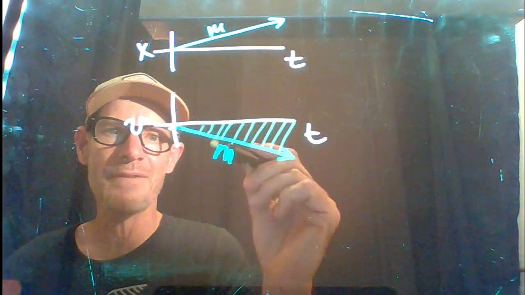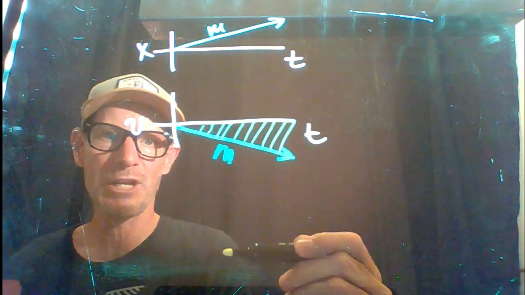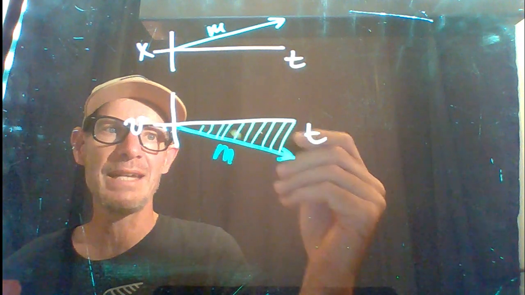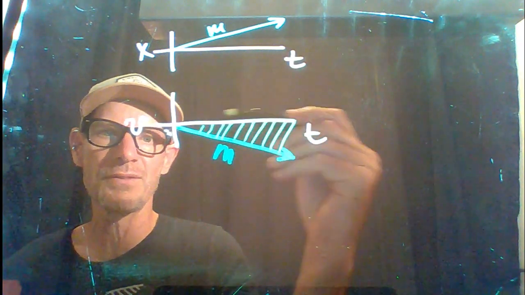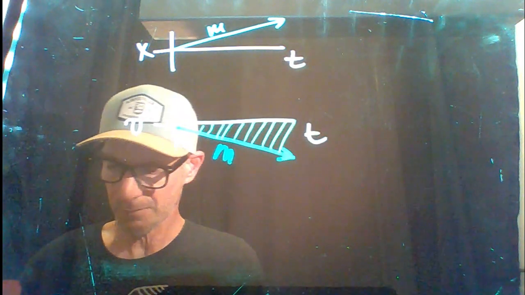So the velocity graph, since it's the one that is usually in the middle when we write it down, can tell you two things. Finding the slope of the velocity graph will tell you about the acceleration. Finding the area underneath the curve on the velocity graph will tell you the change in position.